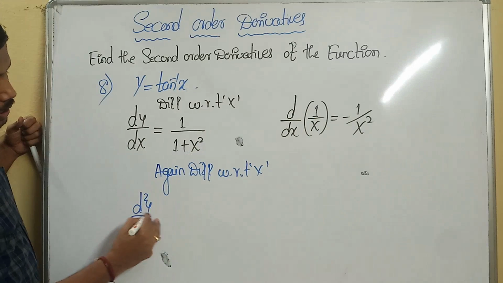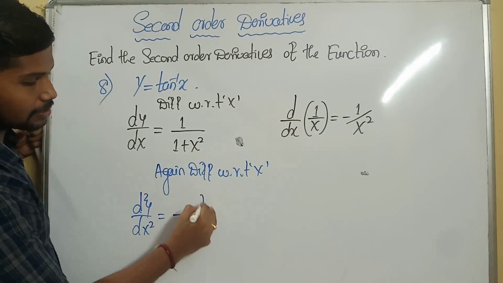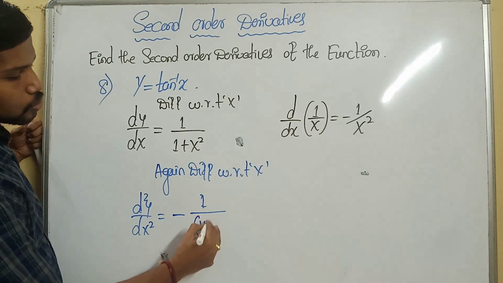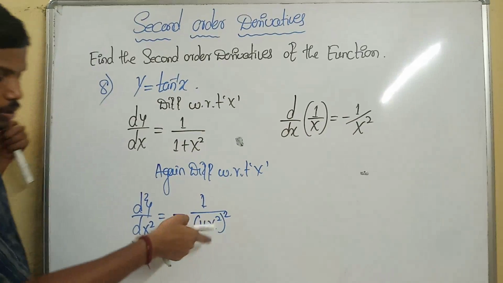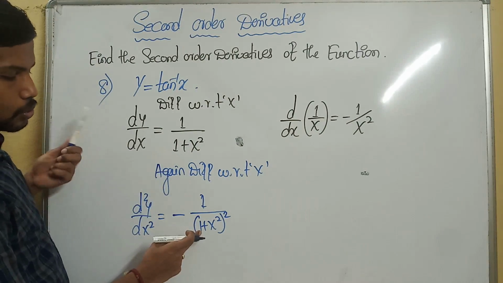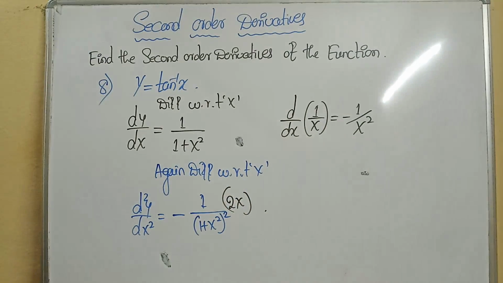That's why I'd like to write it in the form of 1 by x format. That's why minus 1 divided by x square, means whatever the x, I need to write the square of that term. That's why in the place of x, I wrote 1 plus x square. What is 1 derivative? 0. x square derivative will be 2x, which is the second order derivative of the given function.